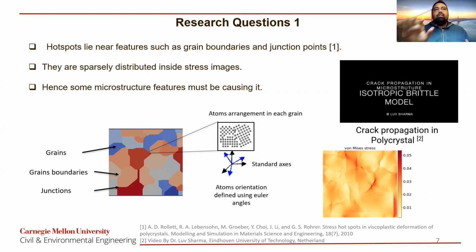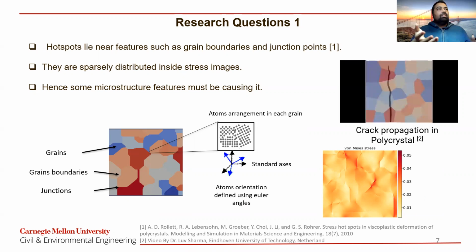A similar example is this video that I found. What we see here is that grain boundary attack is being initiated inside the material. That's why it is very important to understand what kind of features are actually causing these high stresses.